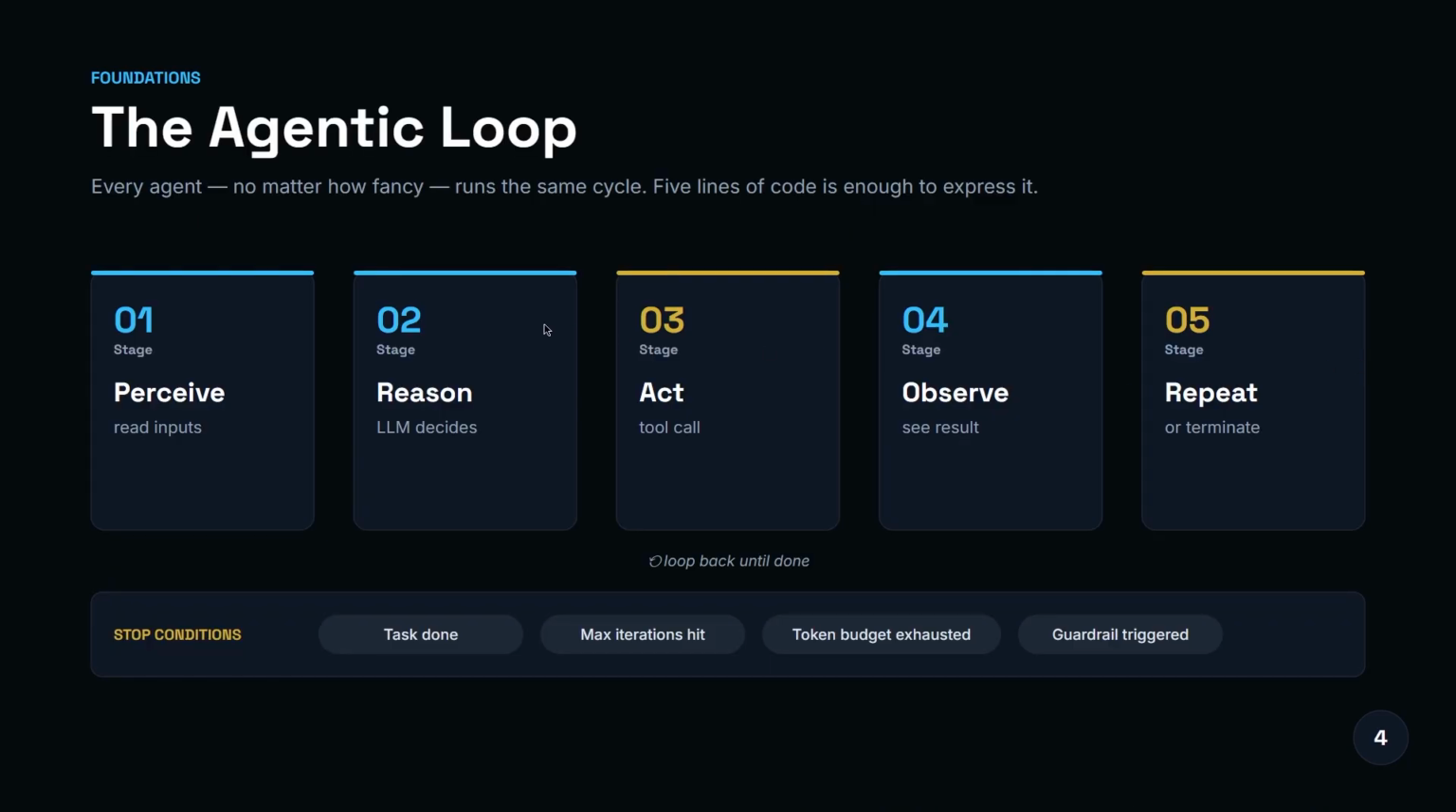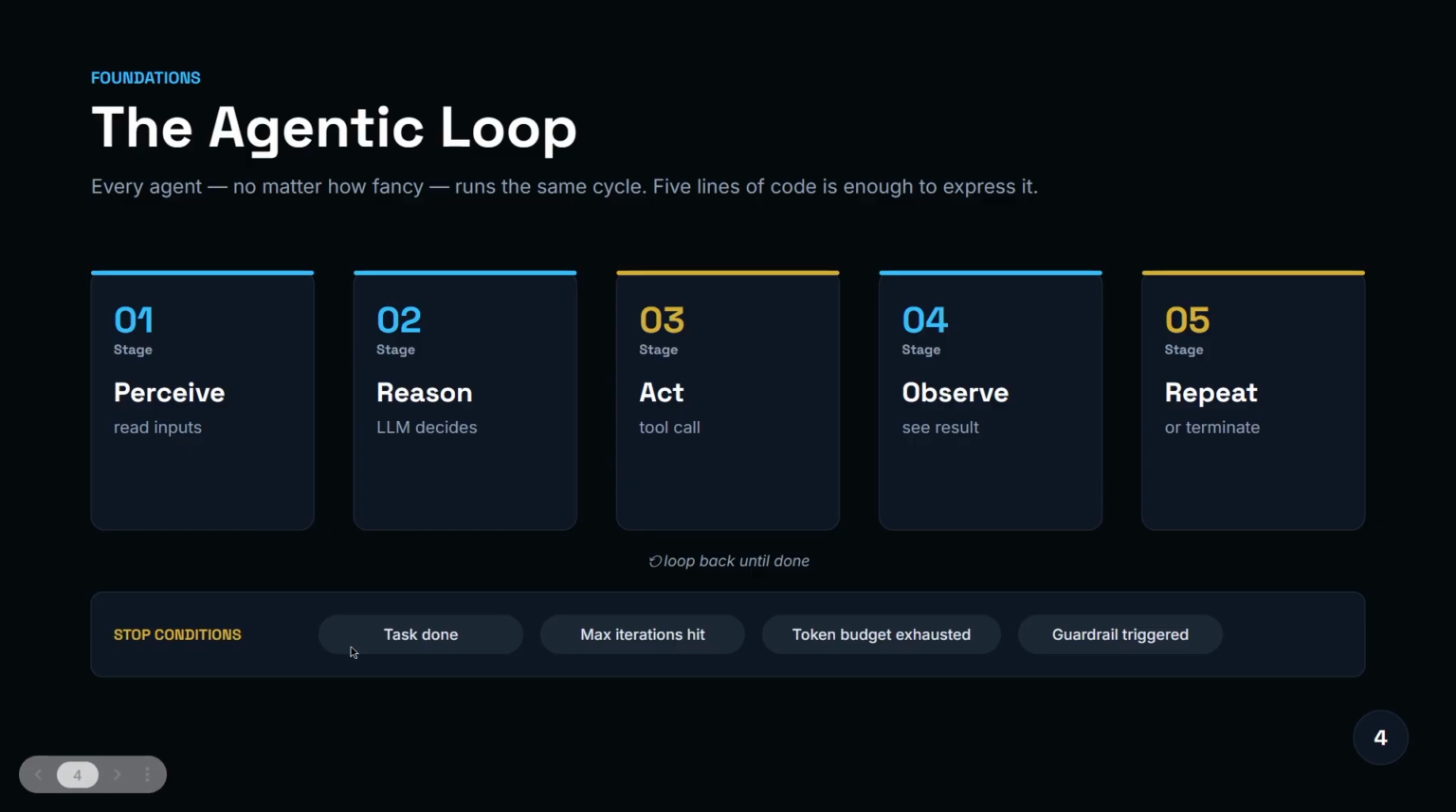The agentic loop is what every agent, no matter how fancy it is, does: this same cycle. And it's very easy to understand. First, it reads the input. The LLM that lives inside the agent reasons and decides what action to do, which usually is done through tool calling. You can think of it like running a Python function. And then after the function is run, the agent observes the result and repeats. So it takes the result as input along with the previous inputs and reasons again and again.